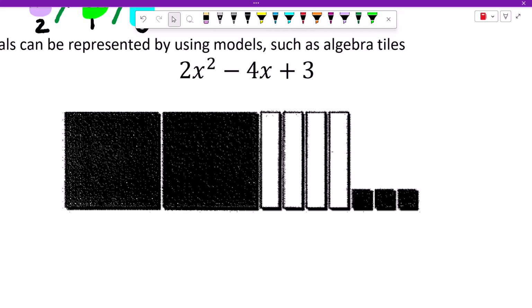What does this represent? What do the big squares represent? What do the rectangles? The first number.